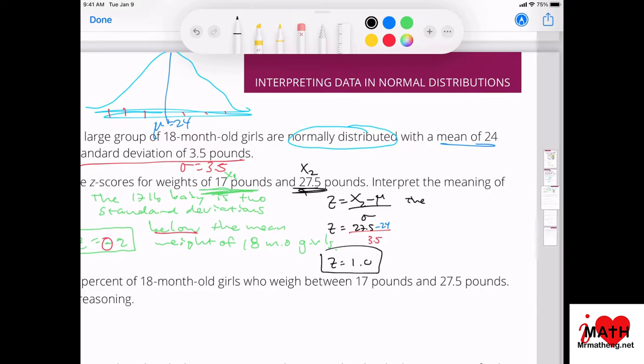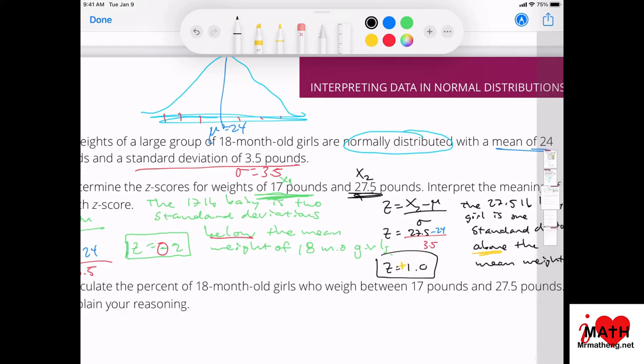The 27.5-pound baby girl is 1 standard deviation, what? Above or below? Above the mean weight. How do we know it's above? It's above because this is a positive. Let me give you guys a quick visual. The 27.5 pound is right here, and that kind of marks up with that first red line. And the green one, the 17 pound girl, is 2. So that's 2 red marks to the left. Okay?